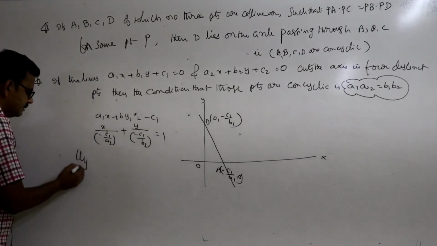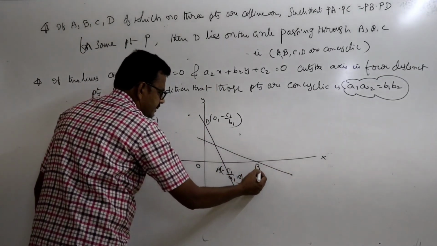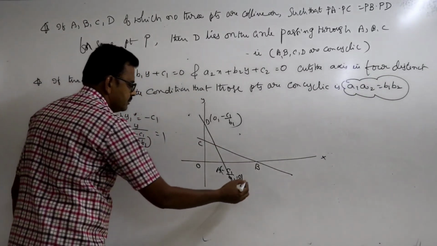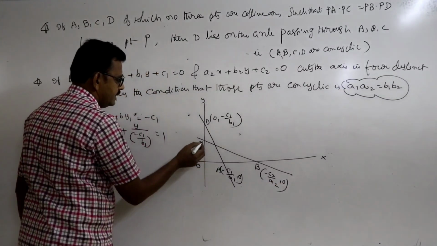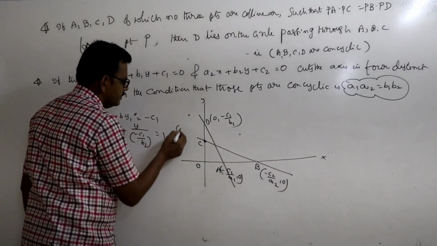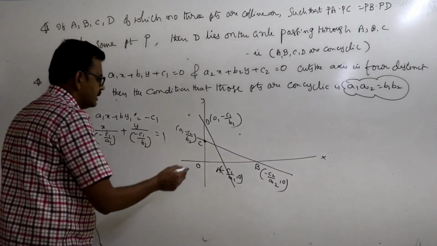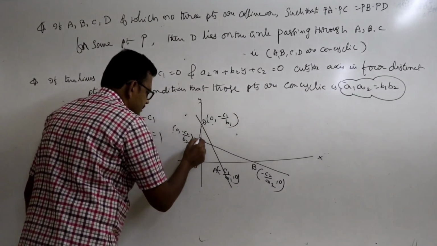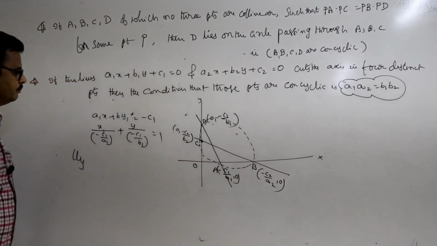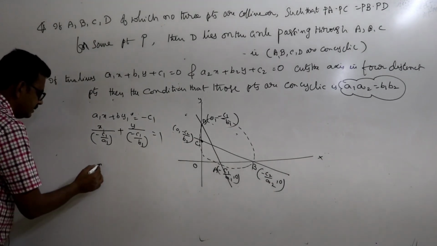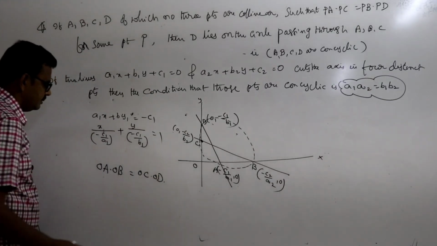Similarly, for the second line, this is the line. This line cuts at the points B and C. The B coordinates are minus C2 by A2 comma 0, and here the coordinates are 0 comma minus C2 by B2. The condition that the 4 points are concyclic is OA into OB is equal to OC into OD.